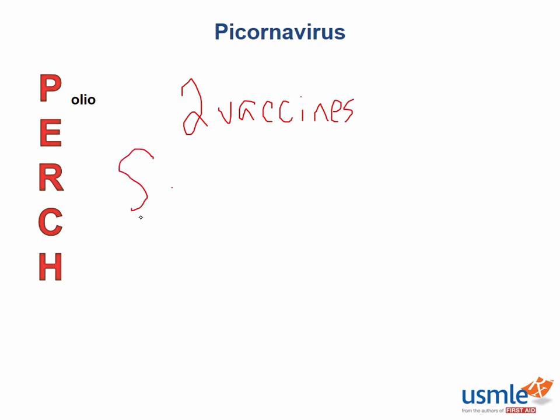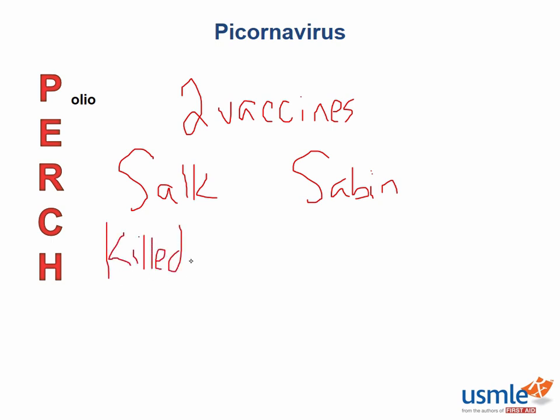Very good. This is the Salk and Sabin polio vaccines. Now, can you think about what kind of vaccines they are? So the Salk vaccine contains a killed virus. Remember, Salk with a K stands for killed. It is also called the inactivated poliovirus, or IPV. This is administered by an intramuscular shot.